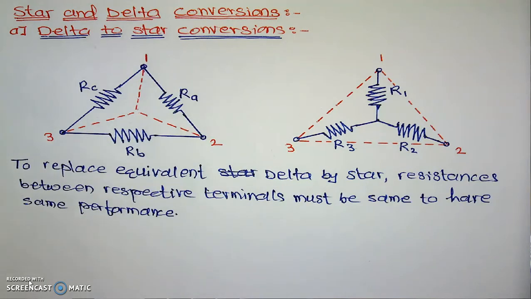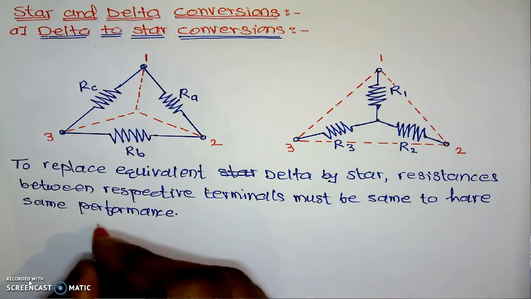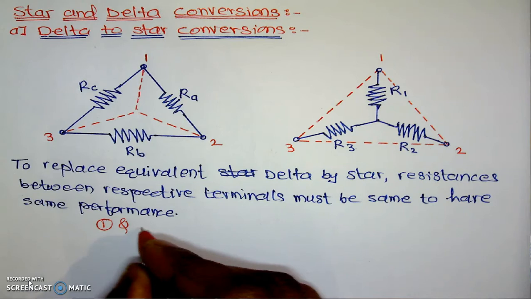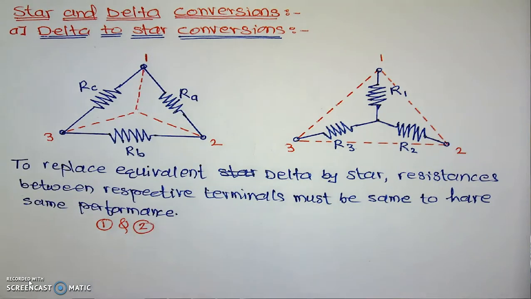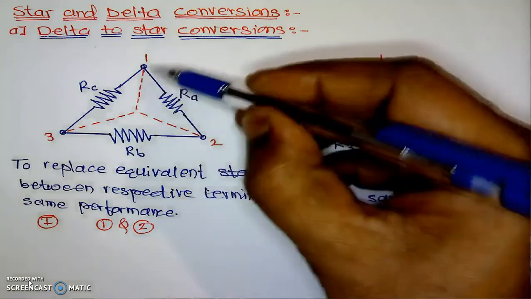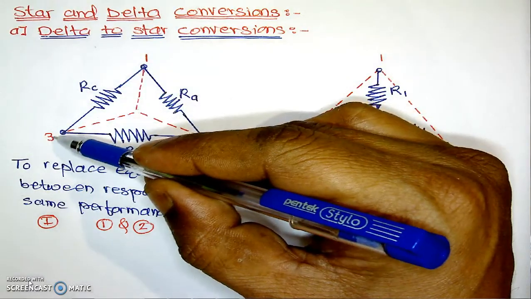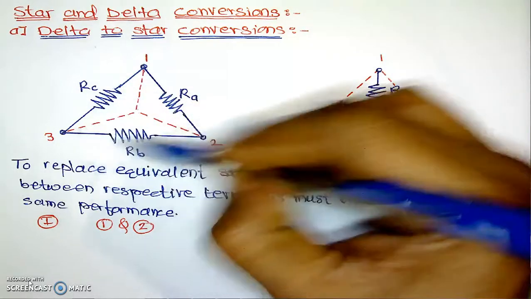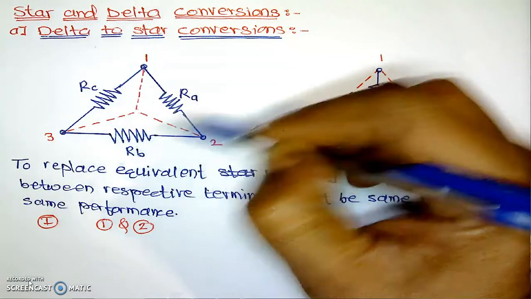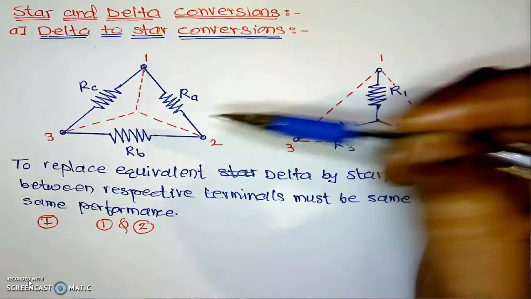To begin with, we will calculate the resistance between terminals 1 and 2 for the delta, and we will equate its value with the star, and we will name this equation number 1. This is the first step. If we are finding the resistance between terminals 1 and 2, we assume the third terminal is absent. In that case, these two resistances, RC and RB, will come in series, and the series combination will be in parallel with RA.